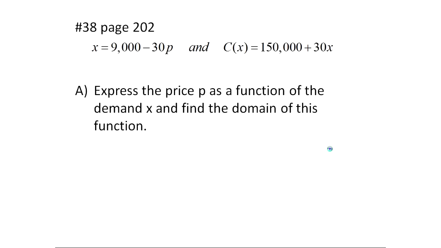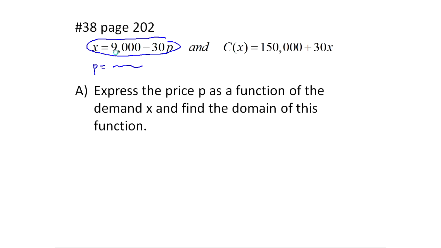It says, express the price p as a function of the demand x and find the domain of this function. It's asking us to use this equation and essentially rewrite it. It says p as a function of x, so it wants you to write p equals something with x. In other words, we have to solve for p. That's all it's saying, but it's using technical language to describe that.